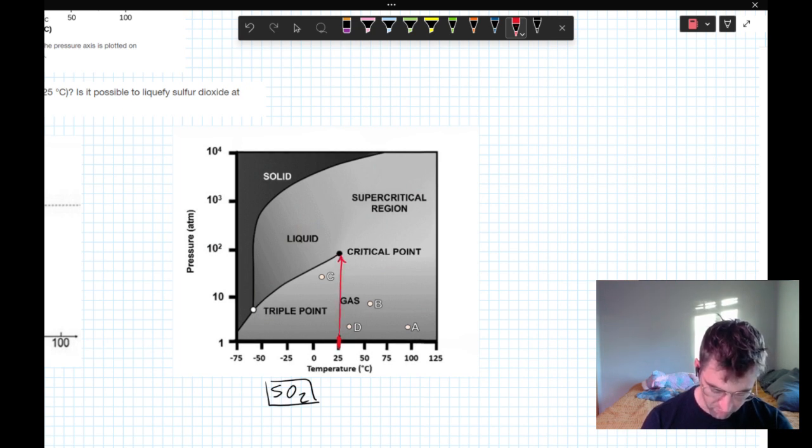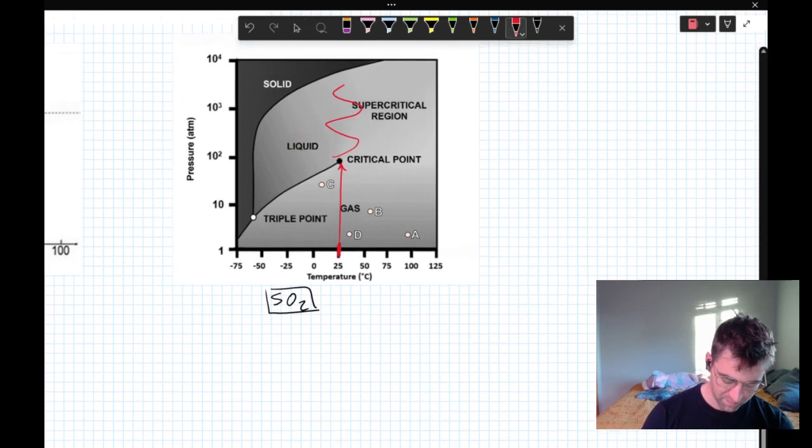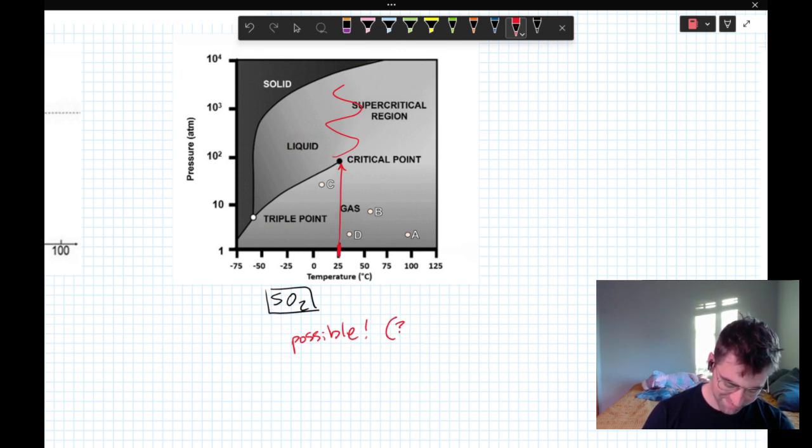we hit the critical point and we have some supercritical region. It seems possible that we could have liquid sulfur dioxide at room temperature at the appropriate pressure. But we may also have some substance going into that supercritical region. So I'm going to put possible, maybe.